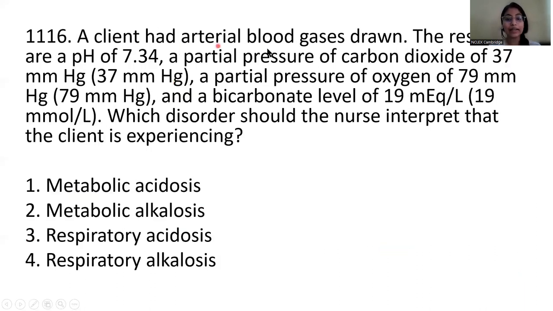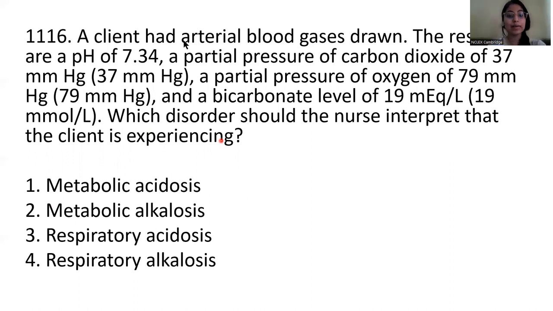A client had arterial blood gases drawn. The results are pH of 7.34, a partial pressure of carbon dioxide of 37 mmHg, a partial pressure of oxygen of 79 mmHg, and bicarbonate level of 19 milliequivalent per liter or 19 millimole per liter. Which disorder should the nurse interpret that the client is experiencing? Okay, so we have to find what will be the condition if these lab values are given. So we have to analyze the ABG results.